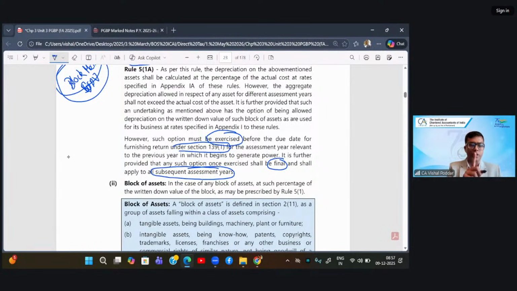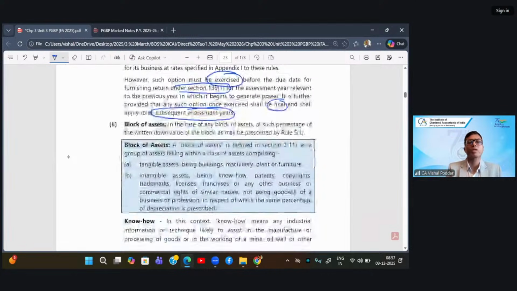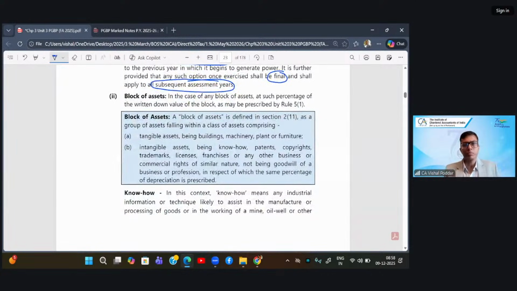So in the first year after their creation, when they are starting their business, in the first year when they are filing returns, they have to select the option and that will be full and final. The second method is the block method, which is also the WDV method. We'll study this in detail in the practical part. This is given in Rule 5. So 5(1) is the SLM method, which is the option given only to power units. And for all businesses, the method is the block of assets method, which is the WDV method.